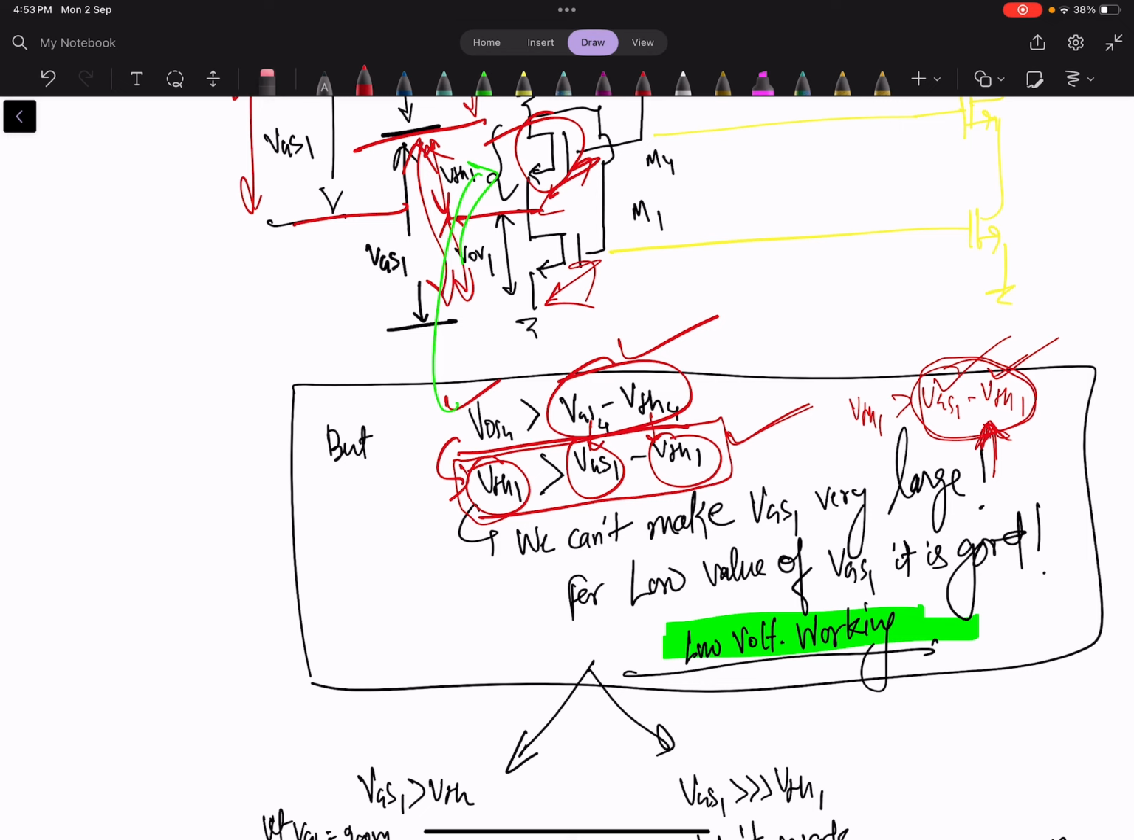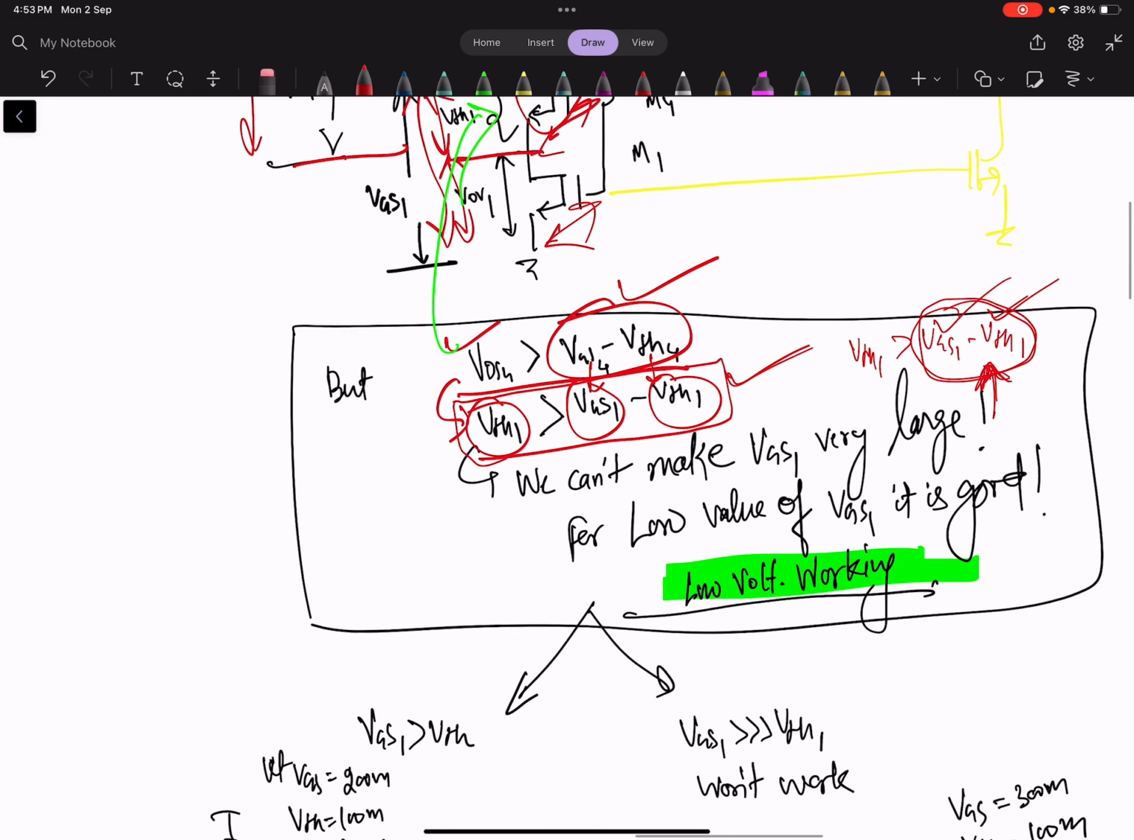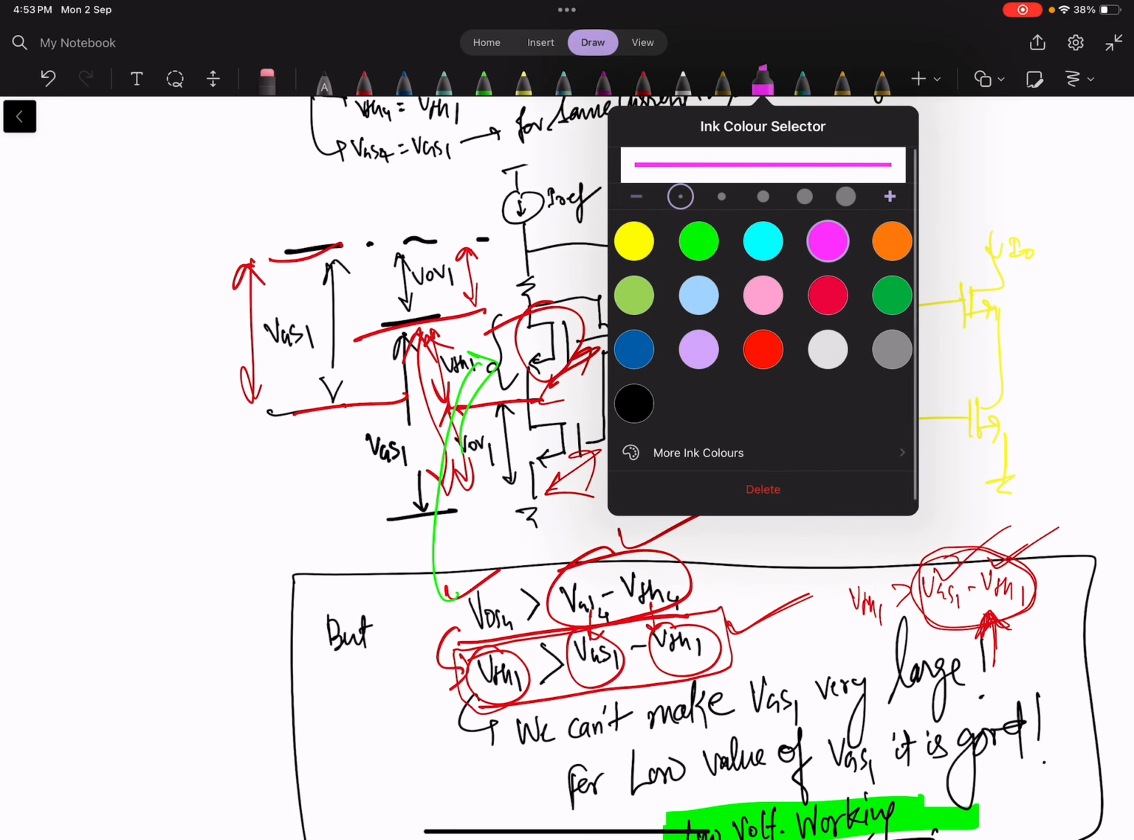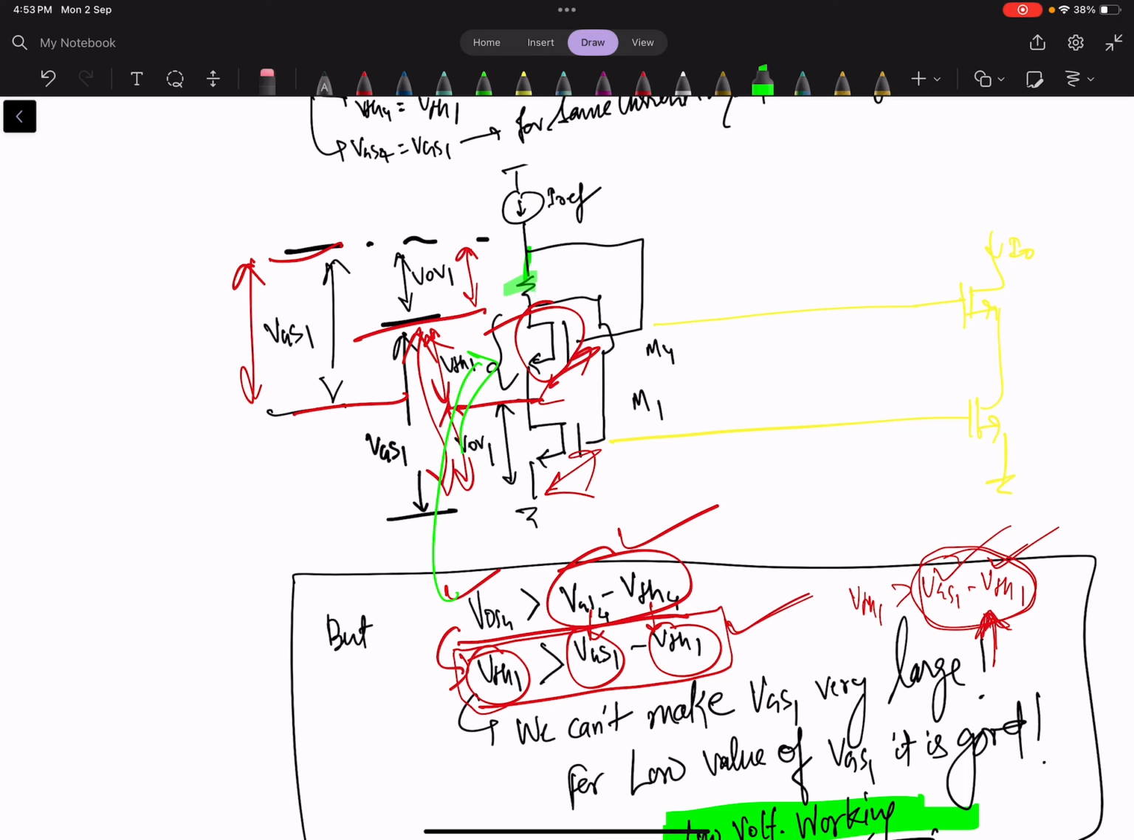Okay, let's see one example of what the meaning of this is, if we can use this device as a current reference circuit, then what will happen. So a resistance is connected between this terminal.